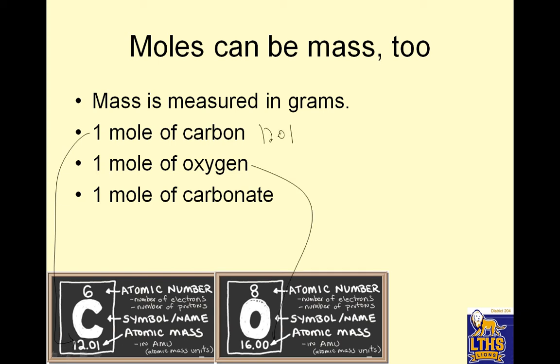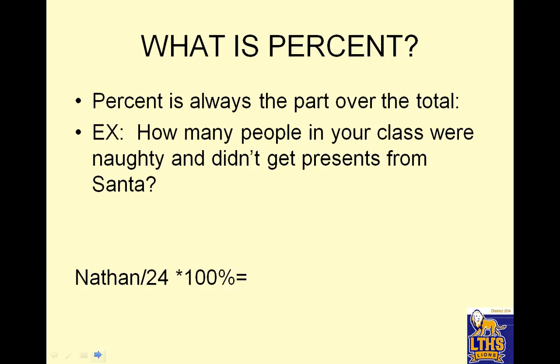One mole of oxygen, 16.00, whoops, grams. One mole of carbonate, now carbonate is CO3 negative 2. So what I do is I look at carbon, and I have one carbon, and I have three oxygens. So 16 times 3 is 48. I hope you're okay with that. And that is 60.01 grams. Not too bad, right?